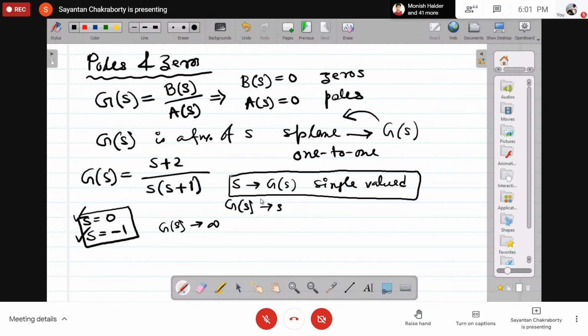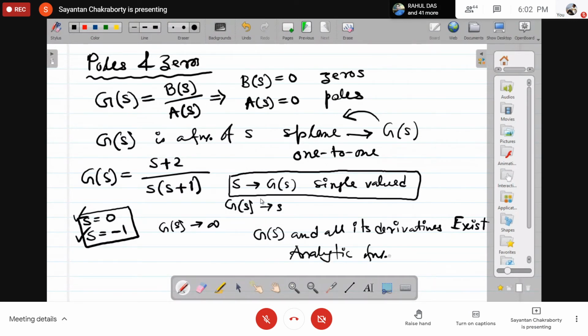So given a single valued function G(s), which is a function of a complex variable s, if in a region in the s plane G(s) and all its derivatives exist, then you call the function G(s) an analytic function in that region. See, this function is analytic except for these 2 points. And these 2 points are called the singularities of the function, where the function itself or its derivatives cease to exist. And the most common form of singularity is nothing but the poles of a system, right?